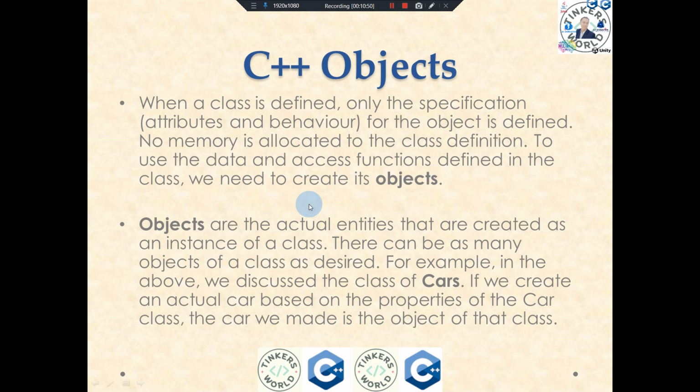Alright, we're moving on with another topic here, C++ and object. When a class is defined, the one that we're able to do in the previous coding, there is an object. However, for the last code that we've done, we're not able to define the definition. That's why it's void or blank, but it runs, right? So when a class is defined, only the specifications, attributes, and behavior for the object is defined.